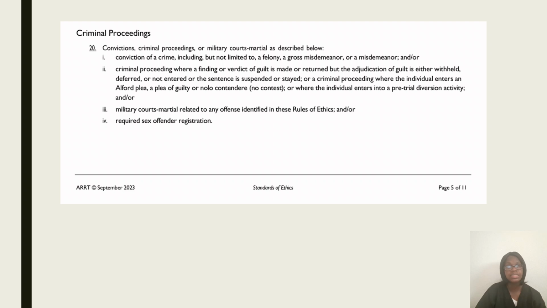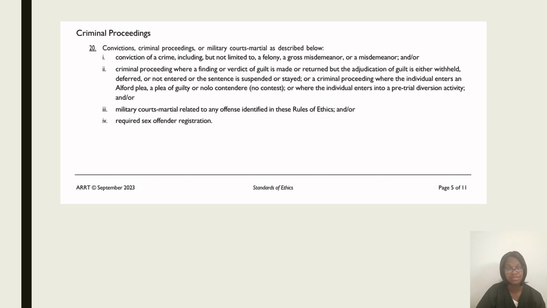For your criminal proceedings, you want to make sure that you are reporting to the ART any convictions, criminal proceedings, or military courts martial as described, like a felony, a gross misdemeanor, or misdemeanor. Whenever you are signing up for your license or renewing your license, it asks if you've ever been convicted of a crime, or if you have any criminal charges, misdemeanors, or felonies that have occurred since you renewed the last time. So make sure that you are being truthful and just select the correct answer.